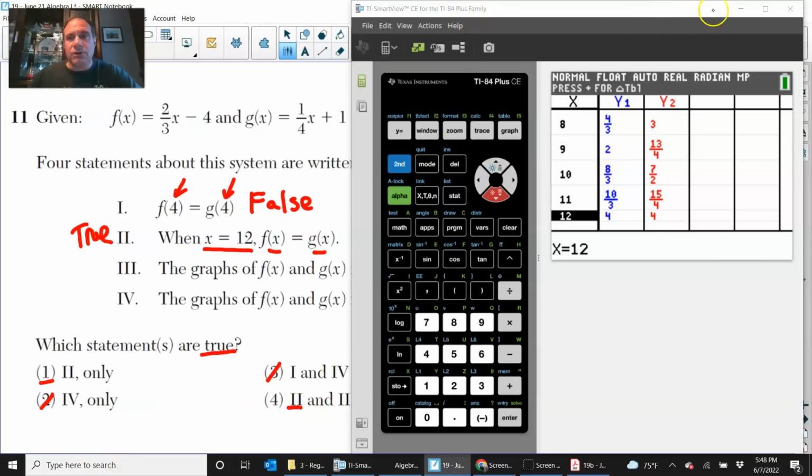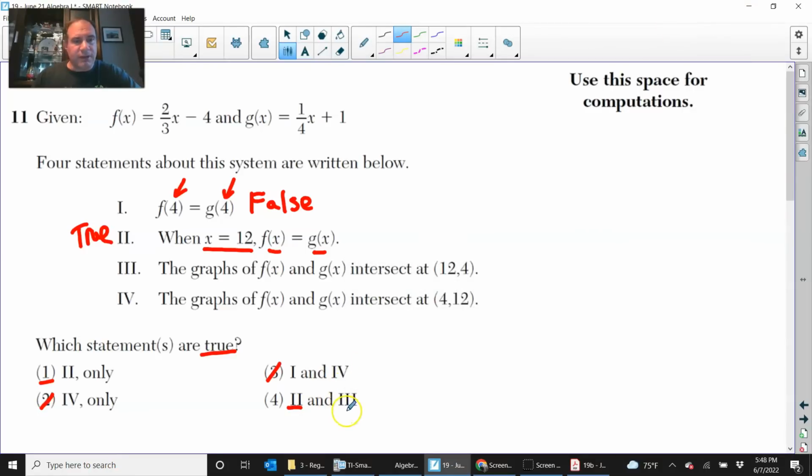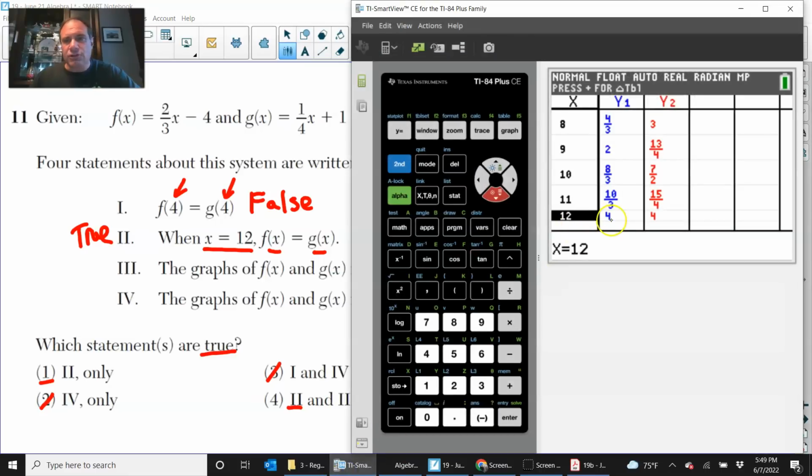All right, so we're going to check out number 3. So if we do number 3 and it works, if that's true, that means 4 is the answer. If it's false, that means 2 is the answer. So it says the graphs of f of x and g of x intersect at 12, 4. So we have to check to see at that point, which is 12, which we just did, if they intersect at 12, 4. We're going to grab the calculator once more. 12, 4 and 12, 4. That is a true statement as well.